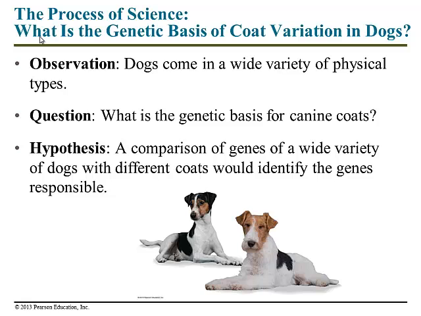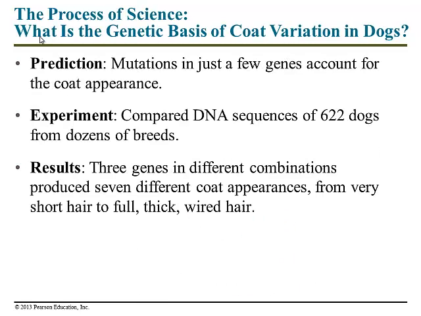Observation, pooches. Dogs come in a very wide variety of physical types. Where do all dogs come from genetically? Wolves. What's the basic genetic basis for canine coats? Comparing the genes of a wide variety of dogs with different coats would identify the genes responsible. Mutations in just a few genes account for coat appearance.